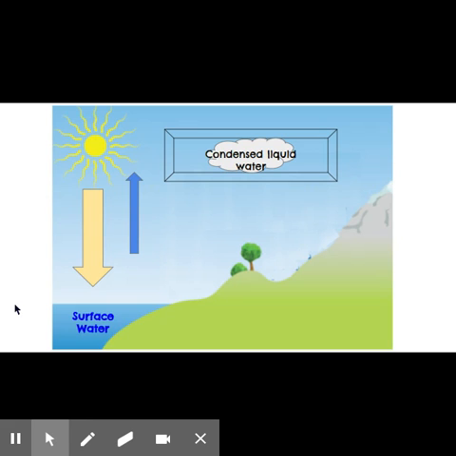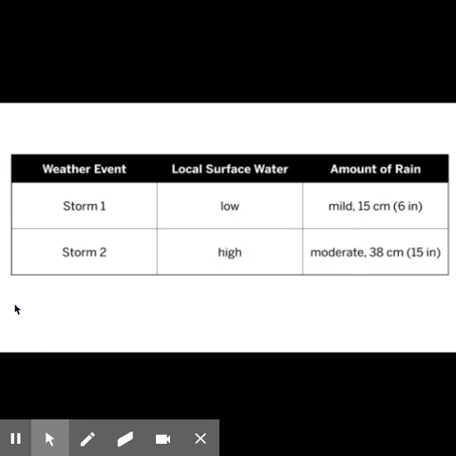We're going to get a cloud. That's what a cloud basically is. It's lots of little water droplets starting to come together, forming condensed liquid water, bigger water droplets, till eventually we get rain. So going back to that image we saw before, we're going to focus on storm 1 and storm 2 today. We're going to be creating two models for these two storms.